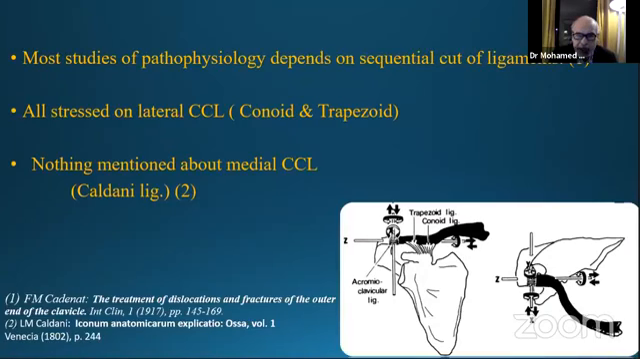Most of the studies carried out on the AC joint pathophysiologically depend on sequential cutting of the ligaments. They cut the ligaments, acromioclavicular or coracoclavicular, in a sequential manner, and then they measure the stresses and the strains and so on. And all the studies stressed the lateral coracoclavicular ligament, the conoid and trapezoid ligaments.